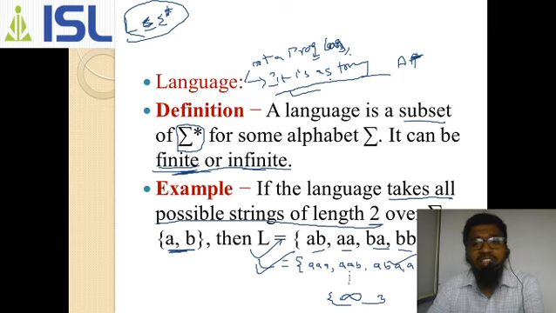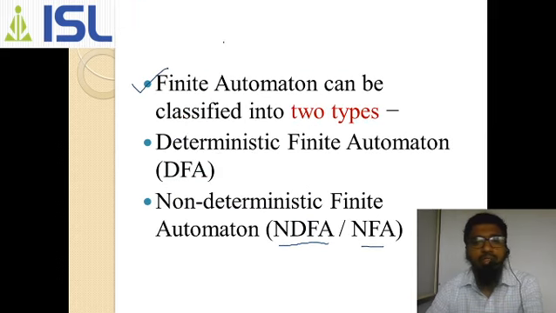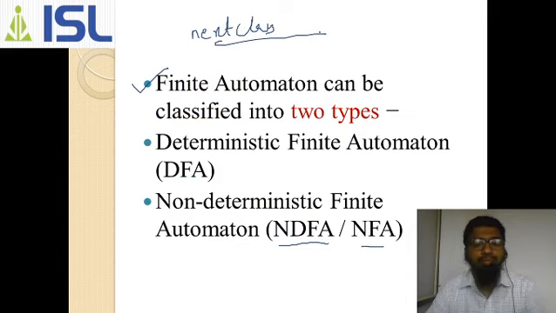Language. What is language? Language is a set of strings in automata theory. A language is a subset of sigma star for some alphabet sigma, and it can be finite or infinite. If the language takes all possible strings of length 2, where sigma is equal to a, b, then this is all possible strings for the given length 2. Okay, so this will be in the next class. Clear? Thank you very much.